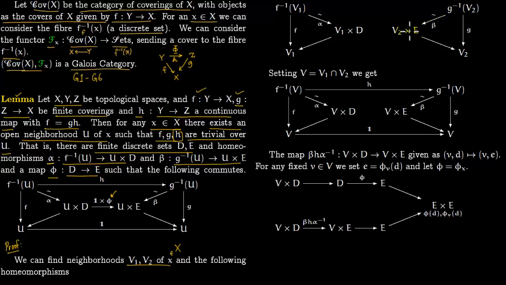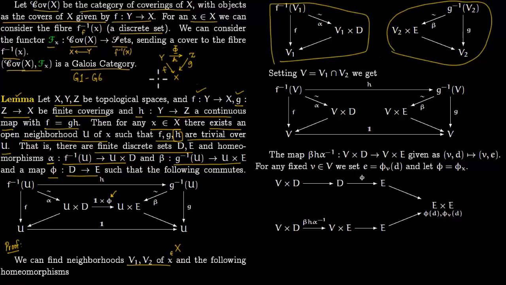Similarly, these two sets are homeomorphic. You can take an inverse and go back. So these two are just definitions which come from these covering spaces F and G. This is what it means to have a cover. So this D and E are finite sets. They are finite coverings. Now you set V equals V1 intersection V2.